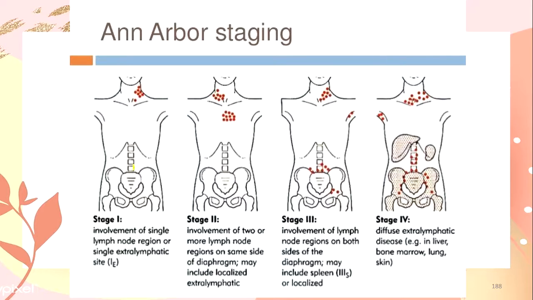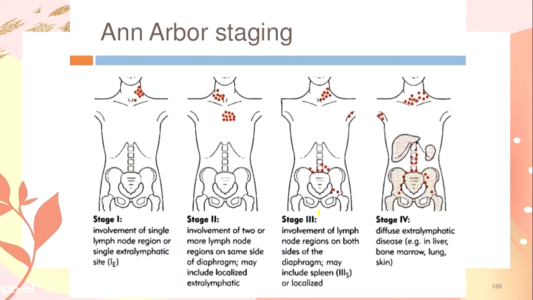If you follow this diagram, in stage 1 there is involvement of a single lymph node region or single extra lymphatic site. In stage 2 there is involvement of 2 or more lymph node regions on the same side of the diaphragm. This is the diaphragm, and the involvement is either on the above or lower side of the diaphragm, but it is on the same side. It may include localized extra lymphatic spread.